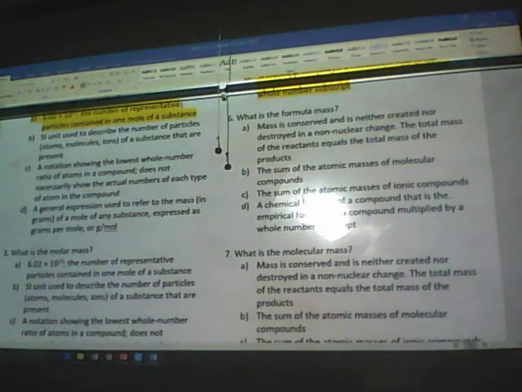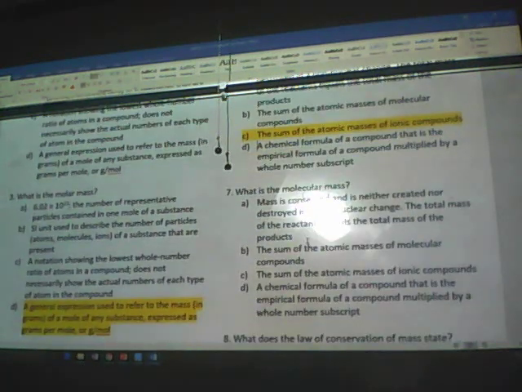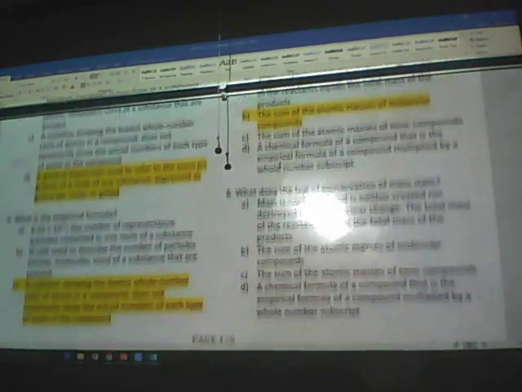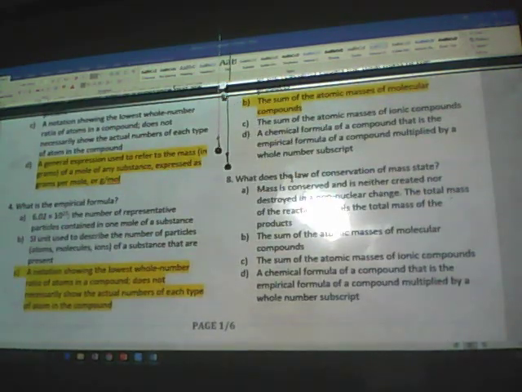6, what is the formula mass? The formula mass is the sum of the atomic masses of ionic compounds, okay? Sorry, ionic compounds. That's the formula mass. And the molecular mass, the sum of the atomic masses of molecular compounds. 8, what does the law of conservation of mass state? Mass is conserved and is neither created nor destroyed.